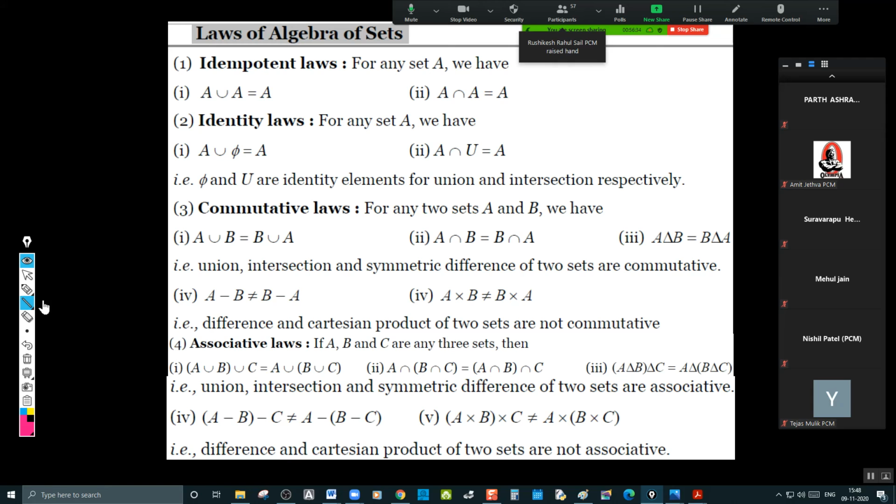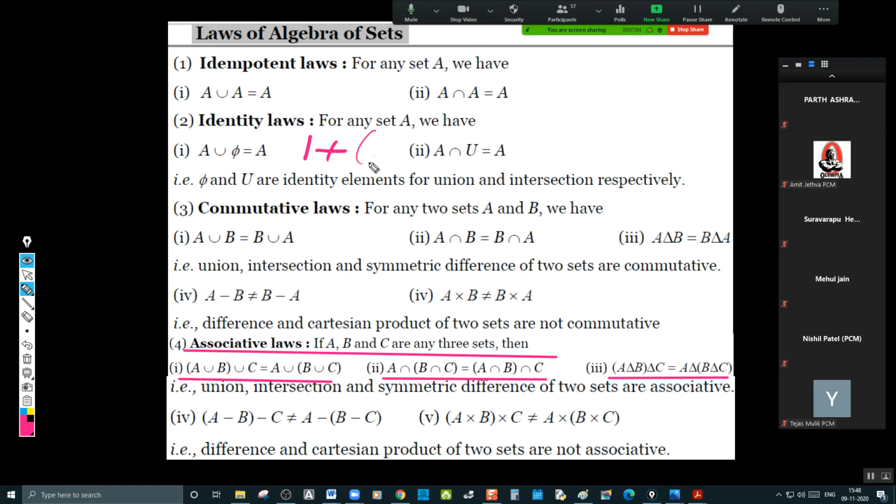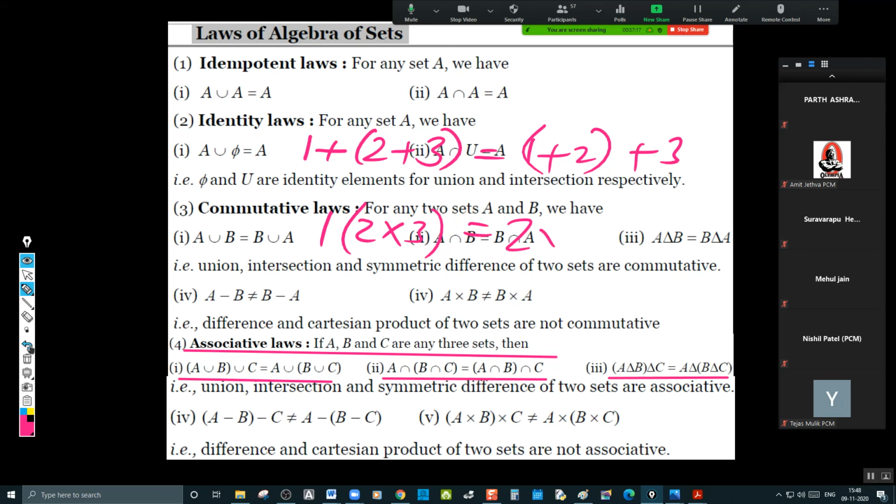Similarly, associative laws. Associative laws mean that if A, B, C are any three sets, then A union (B union C) is equal to (A union B) union C. The bracket may change, that makes no difference. Similarly, A intersection (B intersection C) is equal to (A intersection B) intersection C. A delta (B delta C) is equal to (A delta B) delta C. That means the brackets can be varied, no problem at all, so they follow the associative law. What does it mean by associative law? The addition of real numbers follows associative law: 1 plus (2 plus 3) is equal to (1 plus 2) plus 3. This is the associative law over addition. Multiplication also follows the same: 1 into (2 into 3) is equal to (1 into 2) into 3.